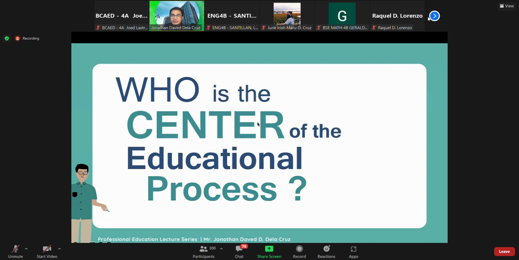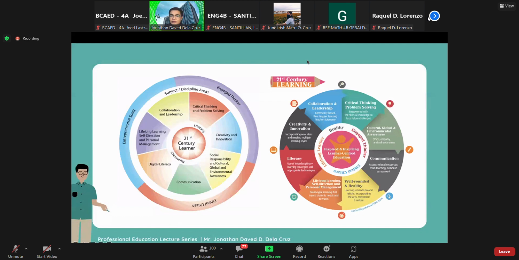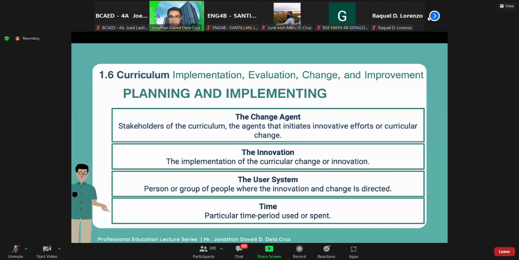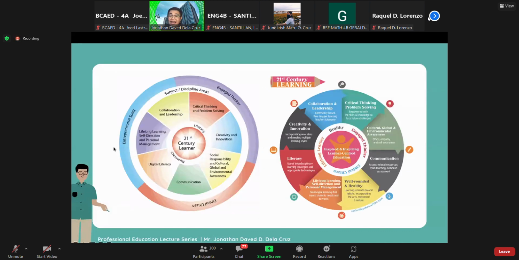No? Always remember that in the 21st century education, the center of the educational process is the students. Kahit anong models pa yung aralin ninyo in the 21st century education, you will always see that the center of education are the students. Okay? The students. Learner-centered na po tayo in the 21st century. You may check and review these models once you have the copy of the slide because the slide will be provided to you.